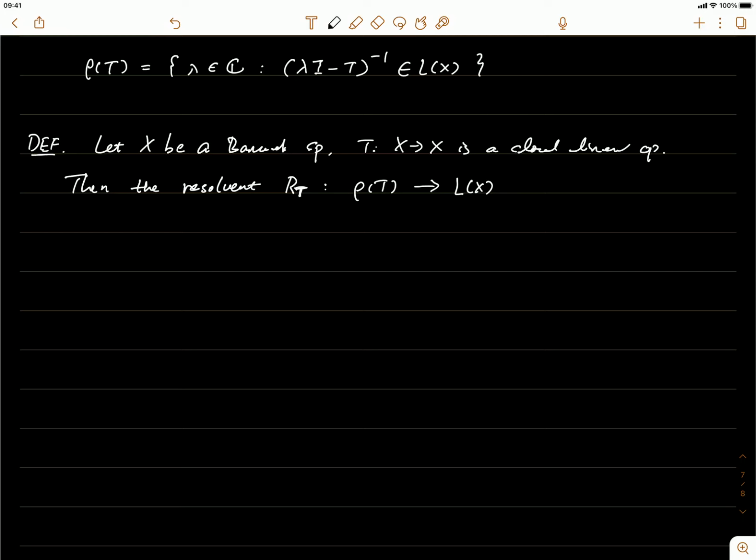Okay, and how this is defined is mapping any lambda in this set, which is a subset of the complex plane, to lambda I minus T inverse. We know that if lambda is from the resolvent set, then this one is in here. Okay, so that's how we define the resolvent.